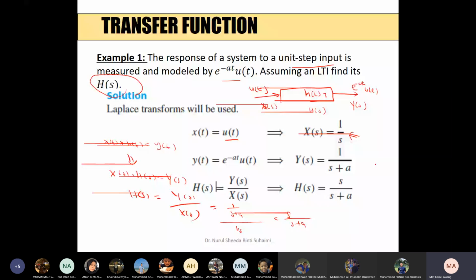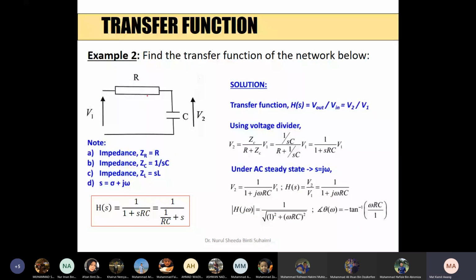Example number 2. Let's say you have an RC circuit, and you need to find the transfer function of this circuit. The transfer function is given by V out over V in. So in this case it is V2 over V1.